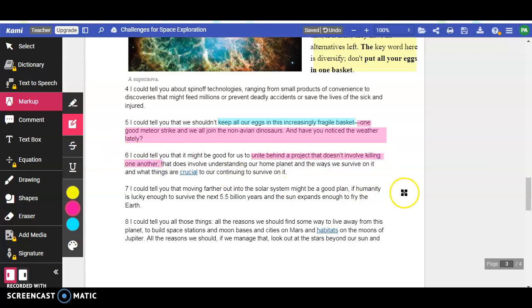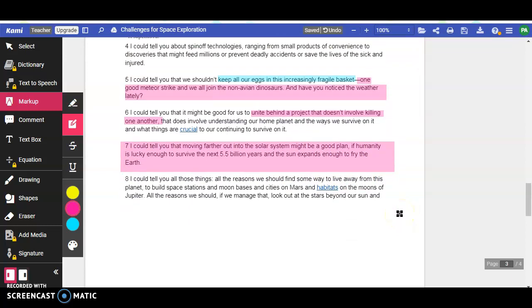I could tell you that moving farther out into the solar system might be a good plan, if humanity is lucky enough to survive the next 5.5 billion years and the sun expands enough to fry the earth. Okay, again, a lot of her voice is coming through.